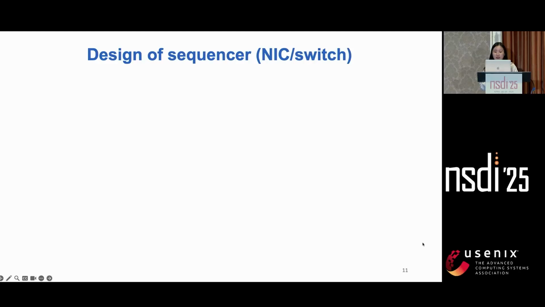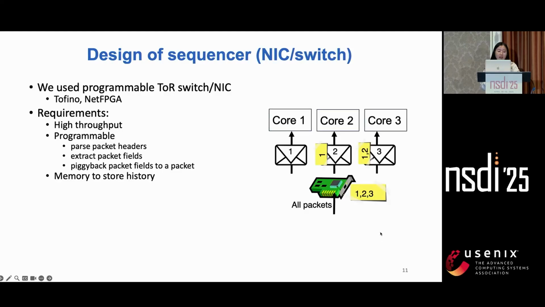Next, I'll introduce the design of the sequencer, which is the NIC or the switch we used. So we implemented this using Tofino as well as NetFPGA. And actually, any other hardware that meets the following requirements could be a sequencer. Firstly, it has high throughput. It can run at the line rate of the NIC. And secondly, it should be programmable. It needs to have the ability to parse packet headers to extract the packet fields needed for the state compute, and then piggyback the packet fields to the assigned packet. And it also needs to have on-chip memory to store history.